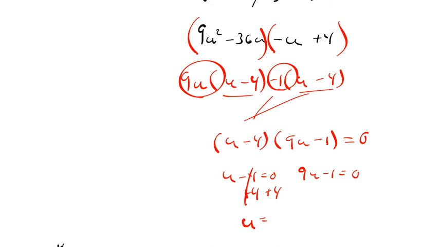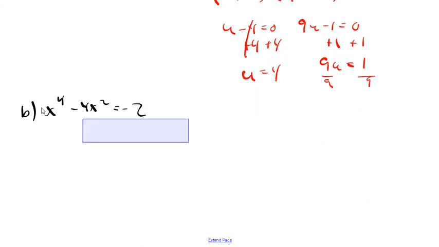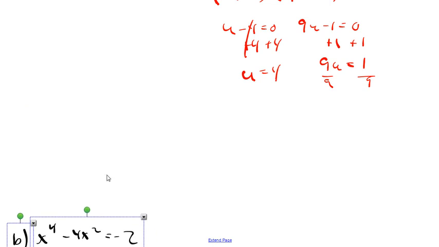Those are gone. So u equals 4. Cool. And over here we have add 1, add 1. So 9u equals 1, and then we divide by 9. And we'll get, let me just move this part B problem down a tad bit here. Okay, so this guy just becomes u equals 1/9. Okay, so we have our two answers right here.